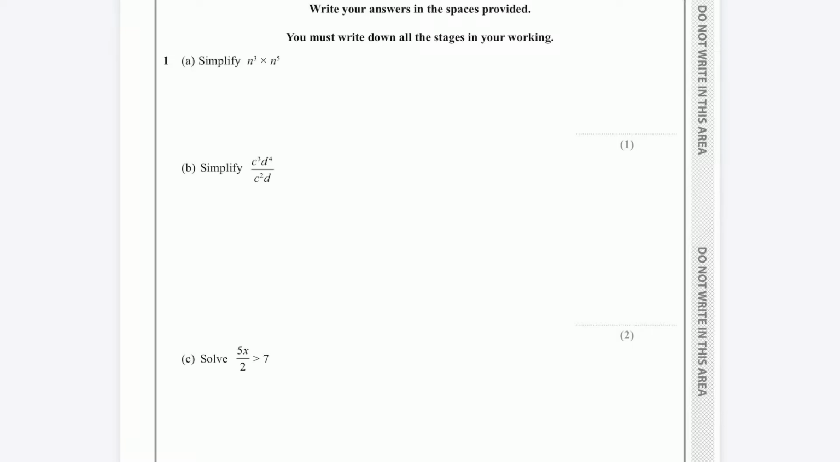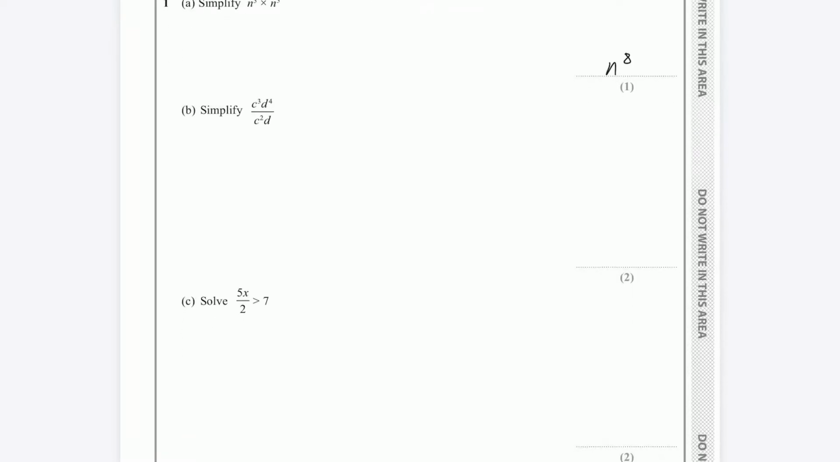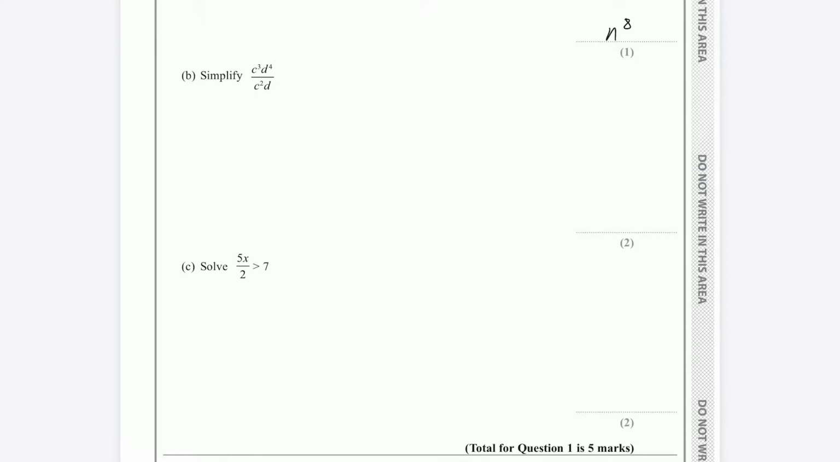When you multiply two indices together, you add them. So that becomes n to the power of 8. The next one, we are dividing indices. When you divide indices, you subtract the powers. So we are left with c, which is 3 minus 2, and we are left with d squared, which is 4 minus 1. Not squared, sorry, cubed.